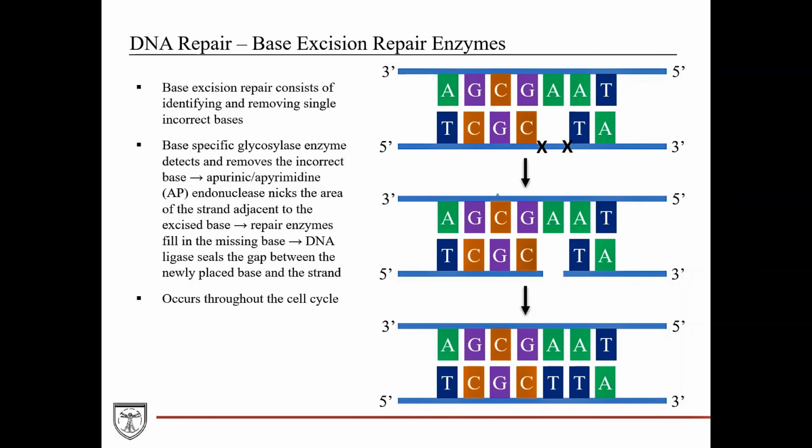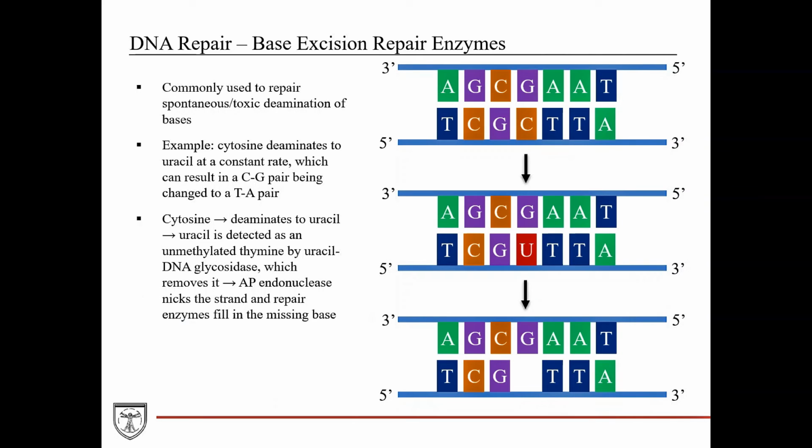And then you have apyrimidinic or AP endonuclease, which are also specific to this mechanism of repair. They make nicks or cuts on either side in the strand of where that base was removed. Repair enzymes then come in, they fill in with the correct base, as you can see here, and then DNA ligase helps seal the gaps to bring that new base into the sequence. And this occurs throughout the cell cycle. Base excision repair is commonly used to repair spontaneous or toxic deamination of bases.